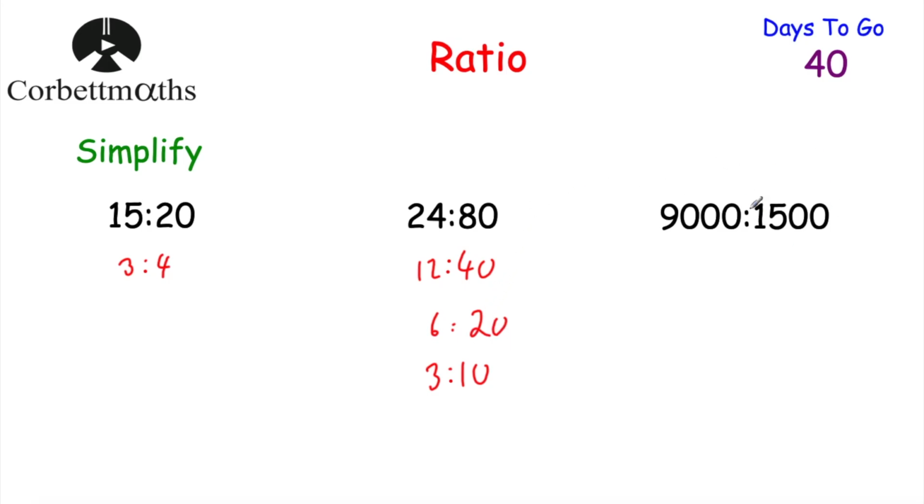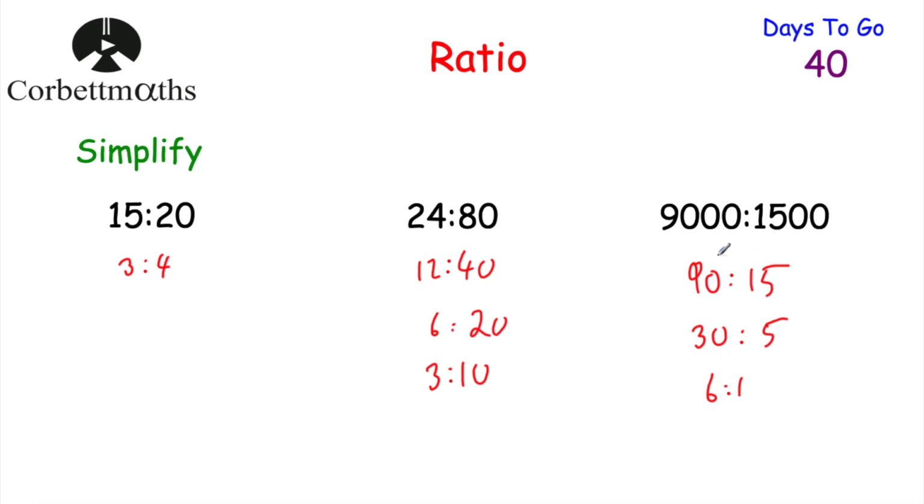Okay, let's have a look at our last one. We've got 9,000 to 1,500. Okay, so to start off with, I'm going to divide both of these numbers by 100. So that'll give us 90 to 15. And in terms of these numbers, they're both divisible by 3, so let's divide them both by 3 and see what we get. So 90 divided by 3 would be 30, and 15 divided by 3 would be 5. And actually, both of these numbers are now divisible by 5, so we can divide both of these by 5 and we'll get 6 to 1.